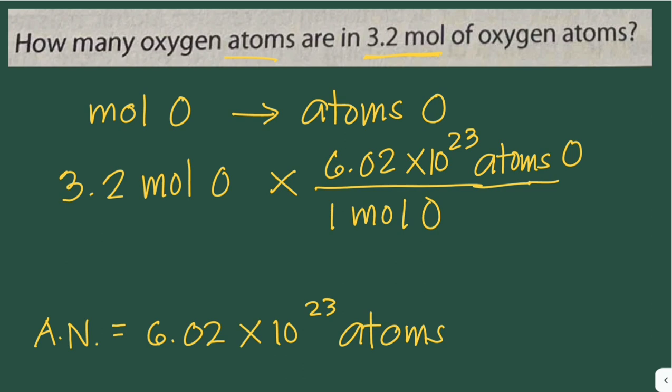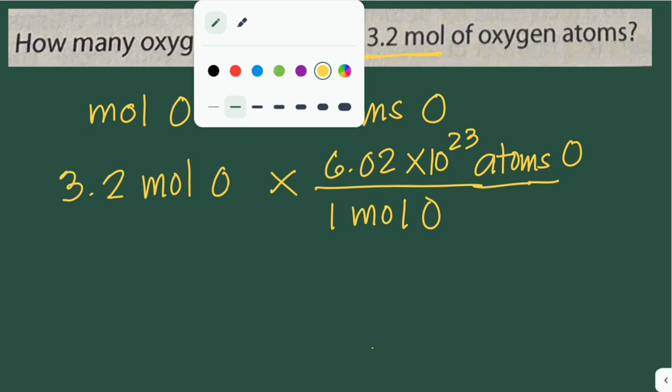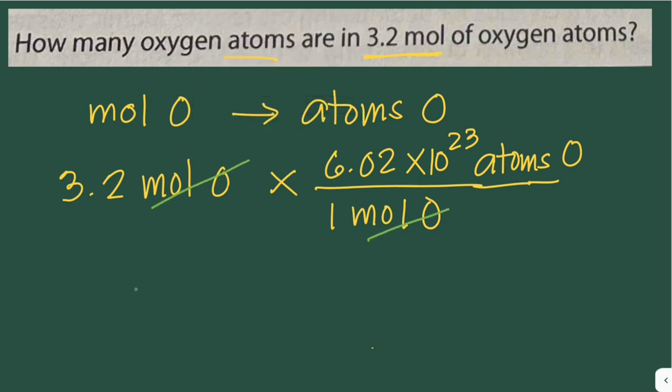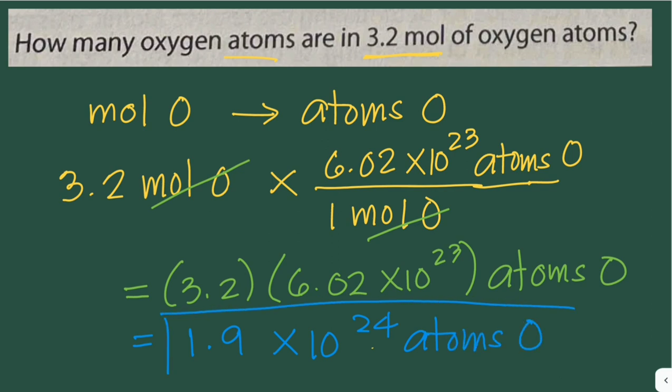of oxygen. And then we calculate that. This cancels out. Then we calculate that. That would be 3.2 times 6.02 times 10 to the 23rd atoms oxygen. So this is just equivalent to 1.9 times 10 to the 24th atoms oxygen. So this is our answer.